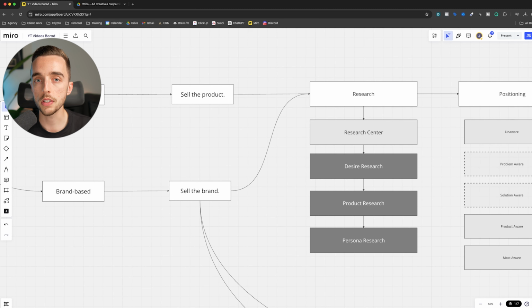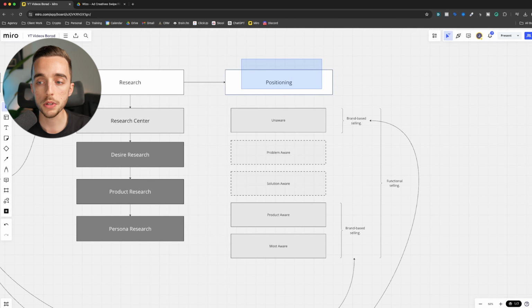Now, where things get interesting, it's in the positioning phase, okay? Because when you want to position your ads, this is when you speak to the different awareness levels that somebody might be at, depending again on where they're at in the market, right? So again, somebody being unaware of their own desires, problem aware, so they're aware of a specific problem in their life, but not how to fix it, solution aware, product aware, most aware. That's where it gets interesting.